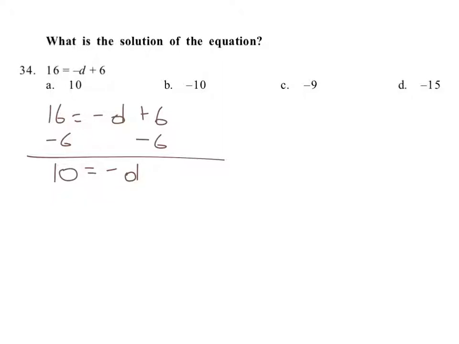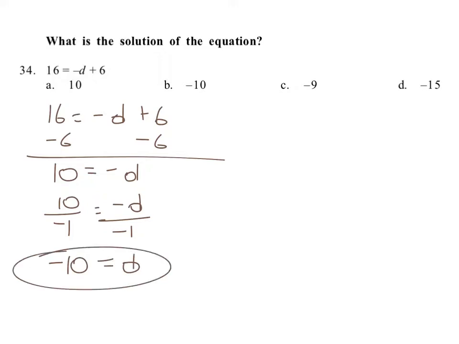So we say 10 divided by negative 1 equals negative d divided by negative 1. We get negative 10 is equal to d. There it is. B is your answer. We're done.